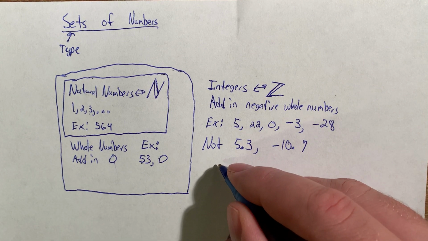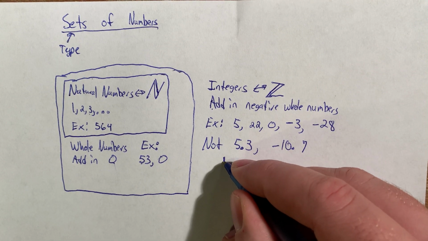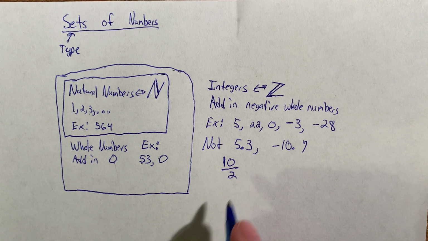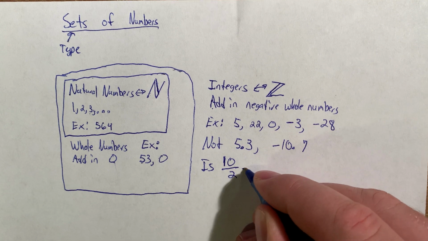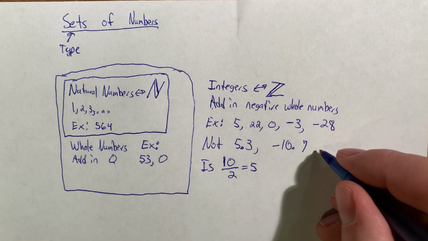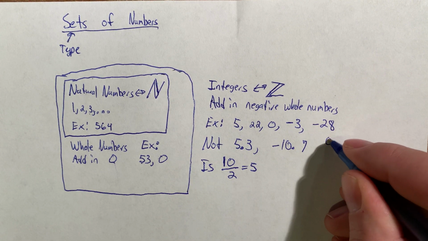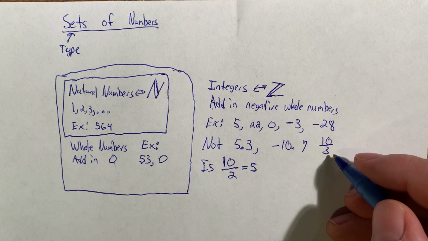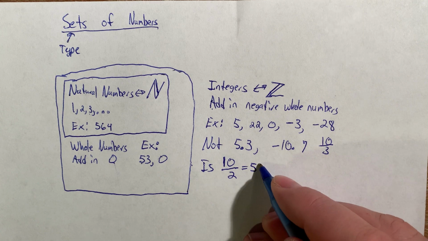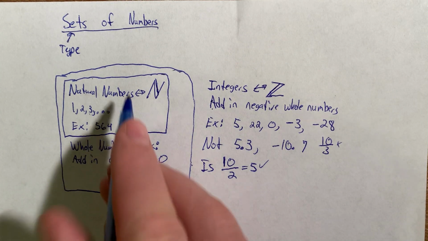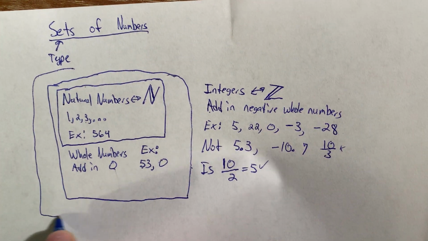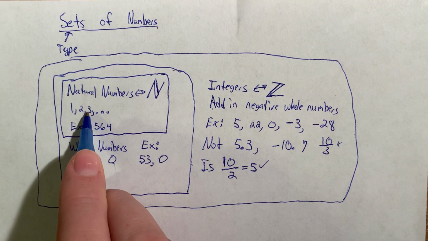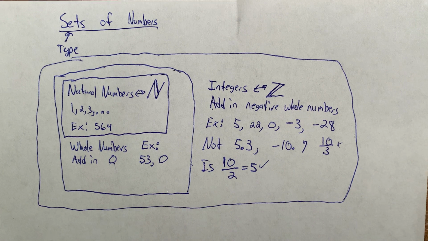Something that is an integer that may not look like it is 10 halves. This might look like it isn't an integer, but it's equal to 5. But something that is not an integer would be like 10 thirds, because this is 3.33333. It's not a whole number. So this one is, but this one is not. So the integers include all of these other ones. Everything that is a natural number is also a whole number and is also an integer.